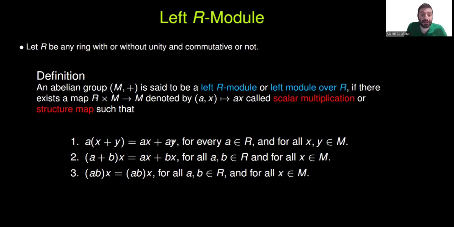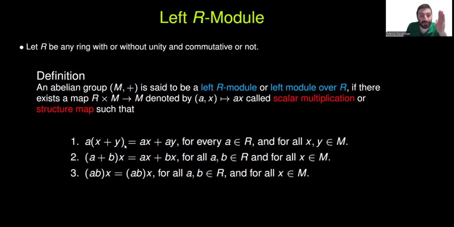Let me emphasize more. When we say it's a left R module, it means the element from our ring comes from the left, and the element from the group comes from M. We multiply from the left-hand side onto M. M is the module, and from the left-hand side it is multiplied by an element of our ring. That's why all the ring elements are written on the left-hand side.